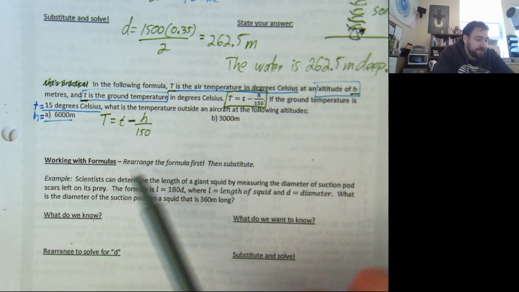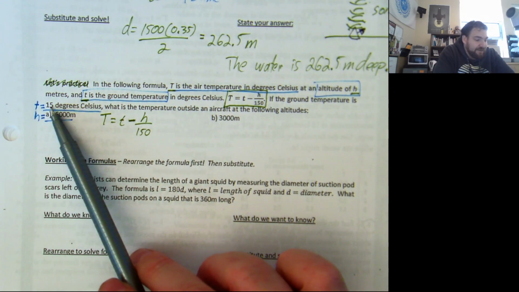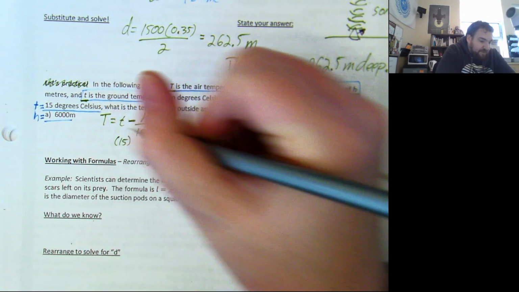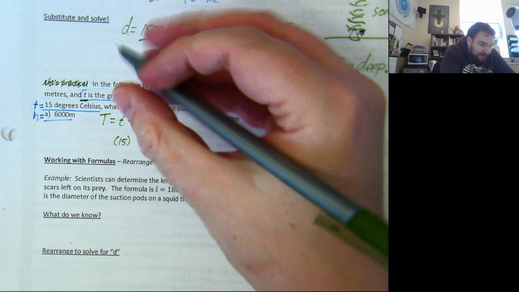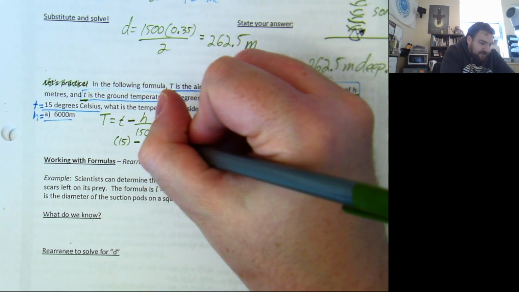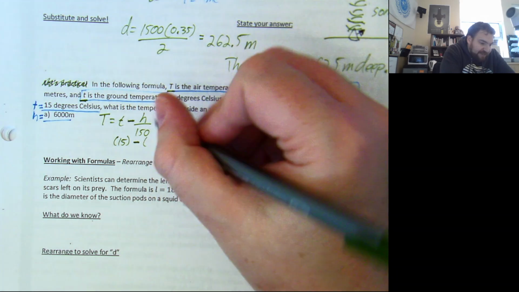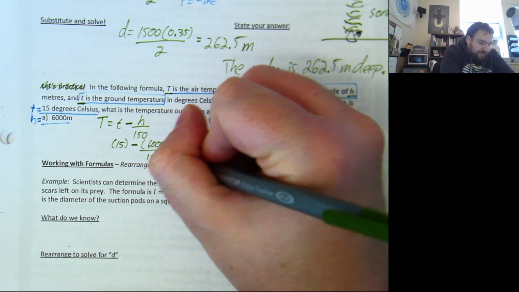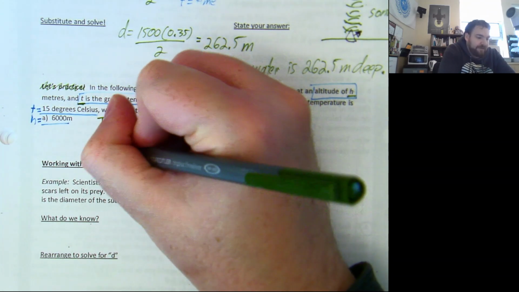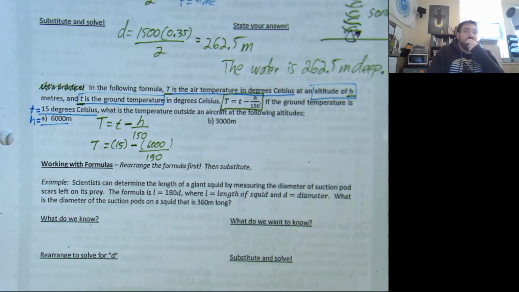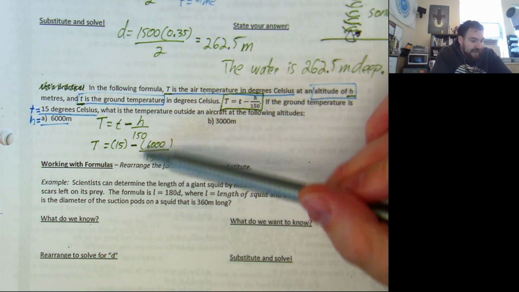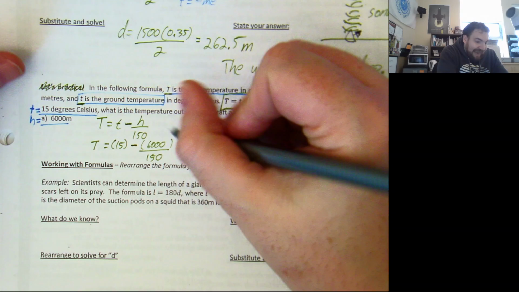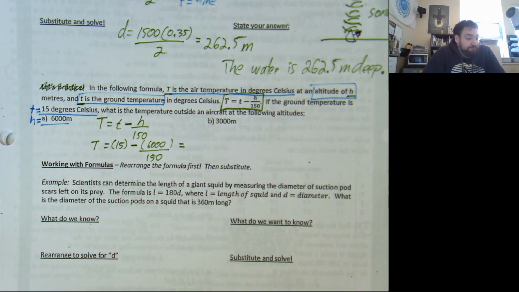So let's plug these values in. Little t equals 15 degrees Celsius. So I'm going to put that 15 where that little t is, minus, we're going to replace h with a set of brackets and put the 6,000 in there, over 150, and this is going to equal big T. When you organize your work like that, the steps follow naturally. And now I want to solve this thing.